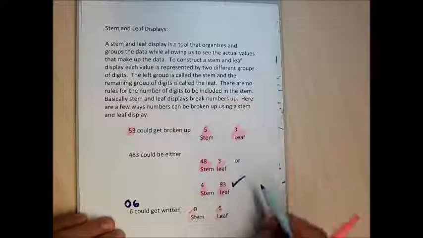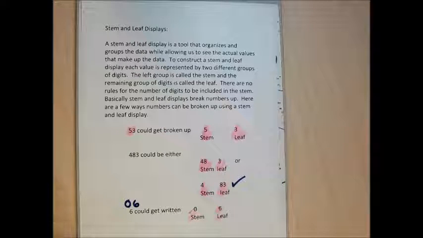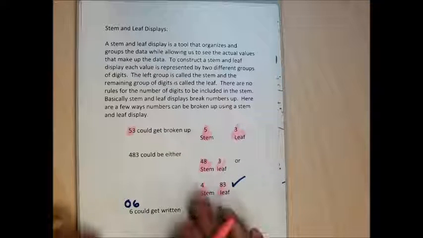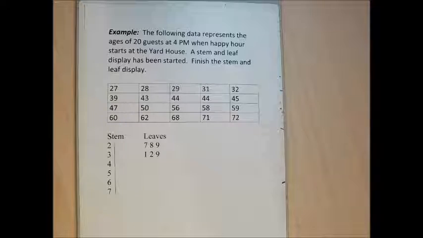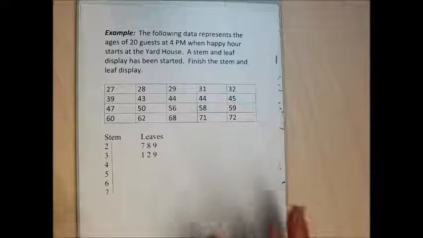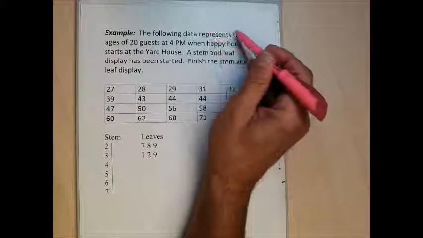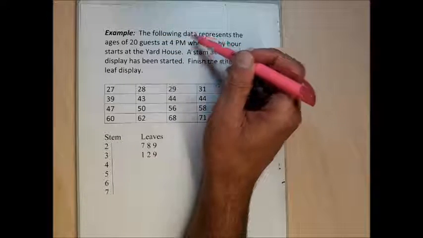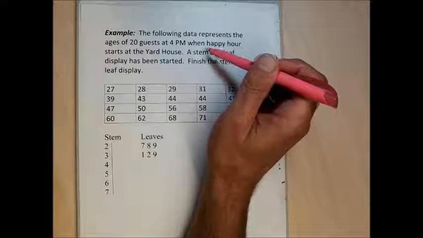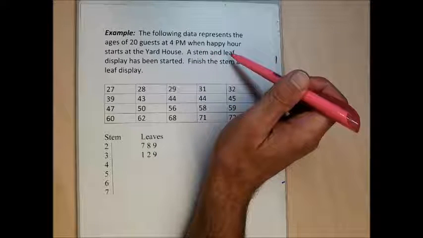So if I was making a stem and leaf display for the number 483, I'd probably make 4 the stem and 83 the leaf. All right, so here's an example just to give us an idea of how to make a stem and leaf diagram. So the following data represents the ages of 20 guests at 4 p.m. when happy hour starts at the Yard House. The stem and leaf display has been started. Finish the stem and leaf display.